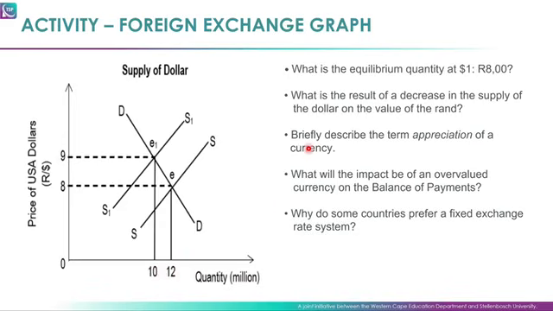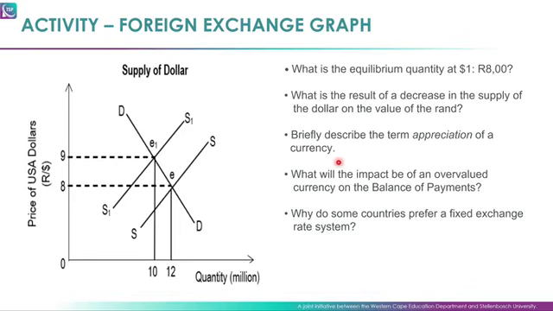The next question, what is the result of a decrease in the supply of the dollar? So what has happened? We see the supply move from S to S1. So it used to cost me 8 Rand a dollar. Now it's costing me 9 Rand a dollar. So what has happened here? The Rand has depreciated because it's costing me more Rands per dollar, right?